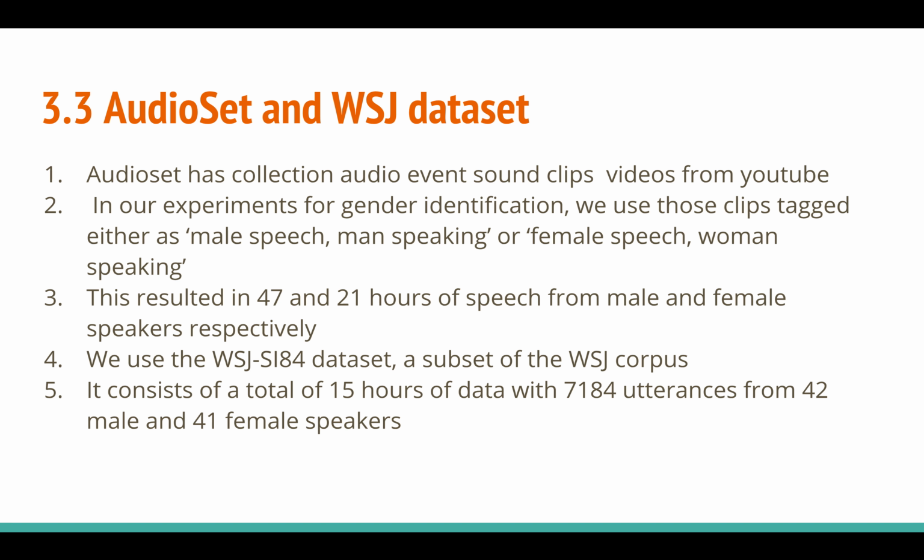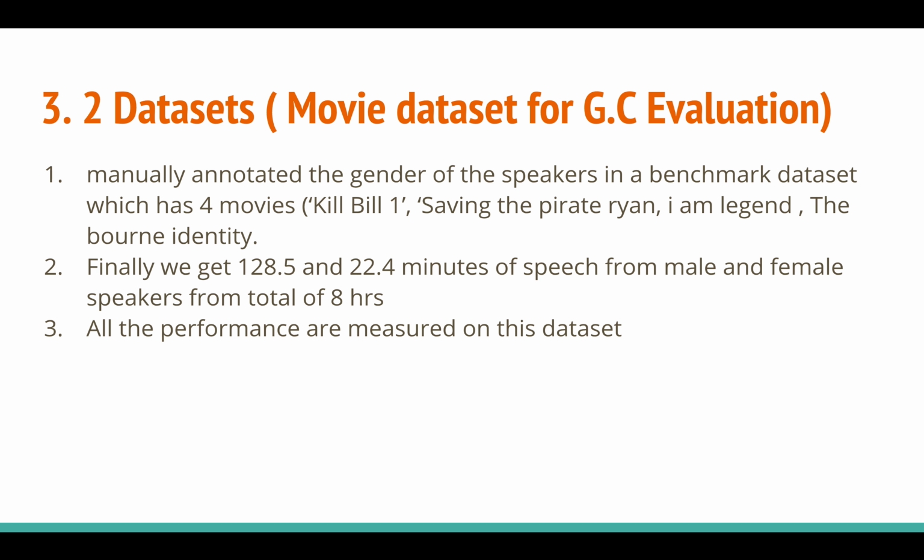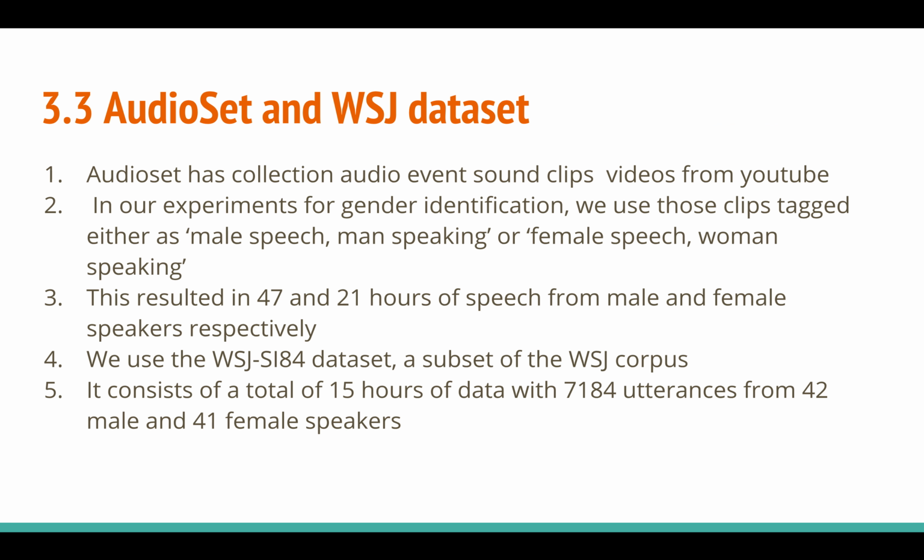And to train our gender classification, we need some data set. So the data we showed in the previous slide is for evaluation. So how do we train our gender classification model? We need some data set, but as of now there is no open source data for this. There are data sets like Wall Street Journal and similar kinds of data sets.